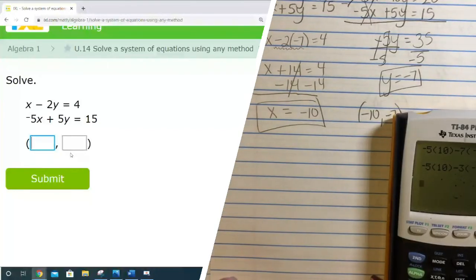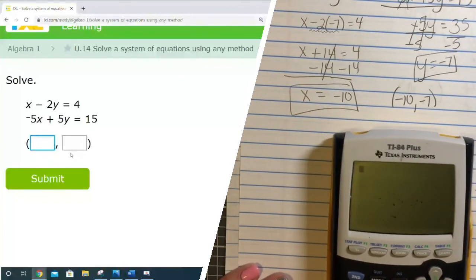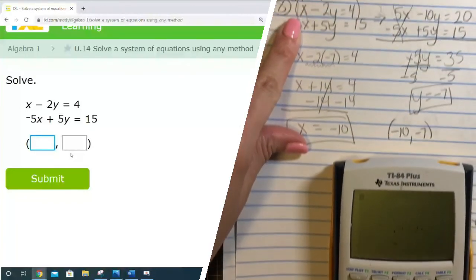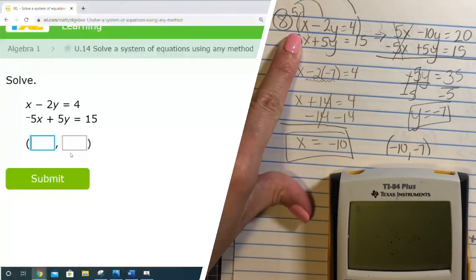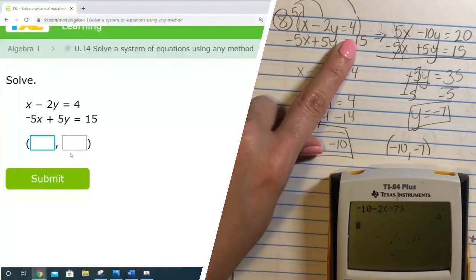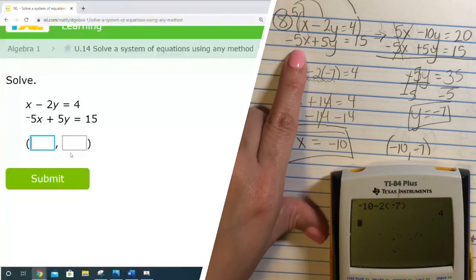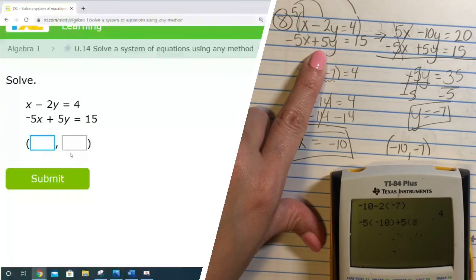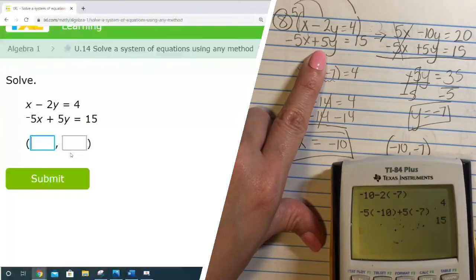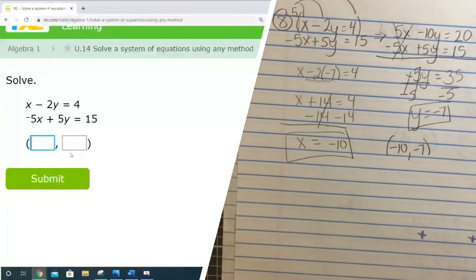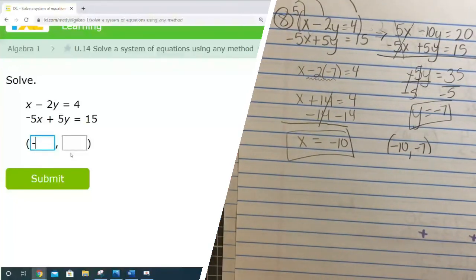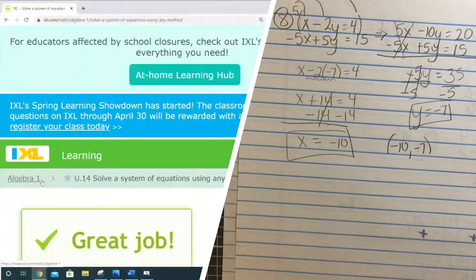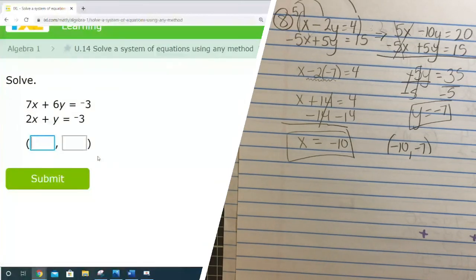Let's check that before we put it into the computer. So we'll go up to the original equation and we'll do -10 minus 2 times -7, and we get 4. And then we'll put it into the bottom, -5 times -10 plus 5 times -7, and we get our 15. So we did it right. We know we got it. -10, comma, -7. Okay, and we hit submit. Great job, woohoo, and we're at our 65.